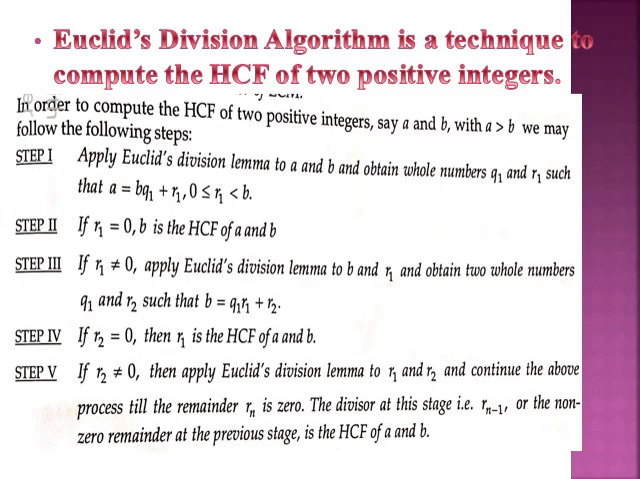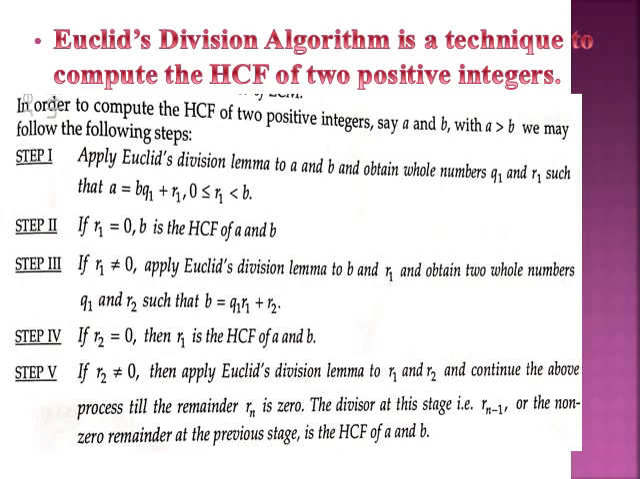Now Euclid division algorithm is nothing but the stepwise technique to compute the HCF of two positive integers. Means if two numbers are there, you have to follow the steps. Those steps are called the algorithm. So here let us take two positive integers as a and b, where a is greater than b.